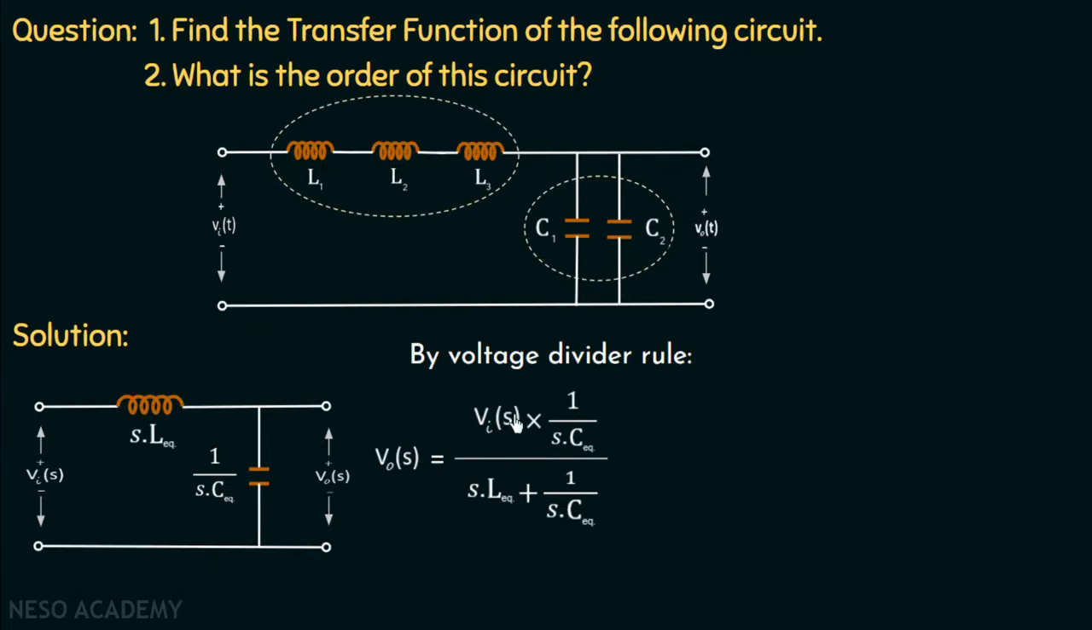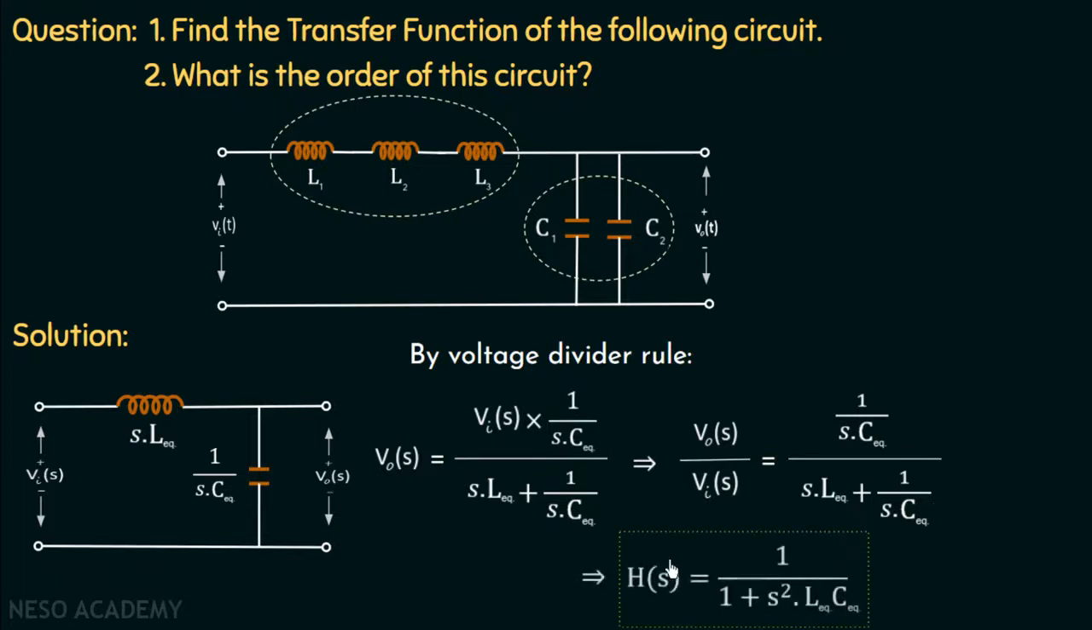If we transpose VIN(s) to the left hand side, then we will get the ratio of VOUT over VIN(s), which is equal to 1 over sC equivalent divided by sL equivalent plus 1 over sC equivalent. Now, if we multiply this factor sC equivalent with the numerator as well as with the denominator, then we will get the transfer function H(s) is equal to 1 over 1 plus s squared multiplied with L equivalent C equivalent. And this is the transfer function for this equivalent circuit.